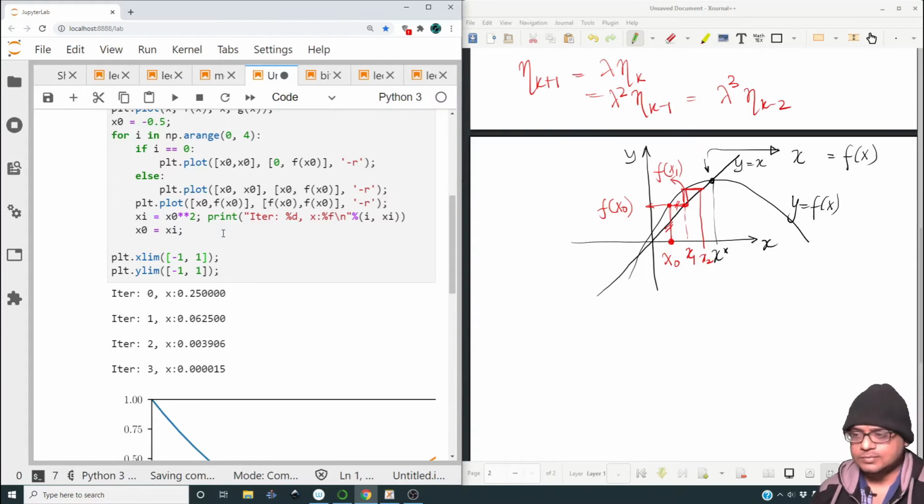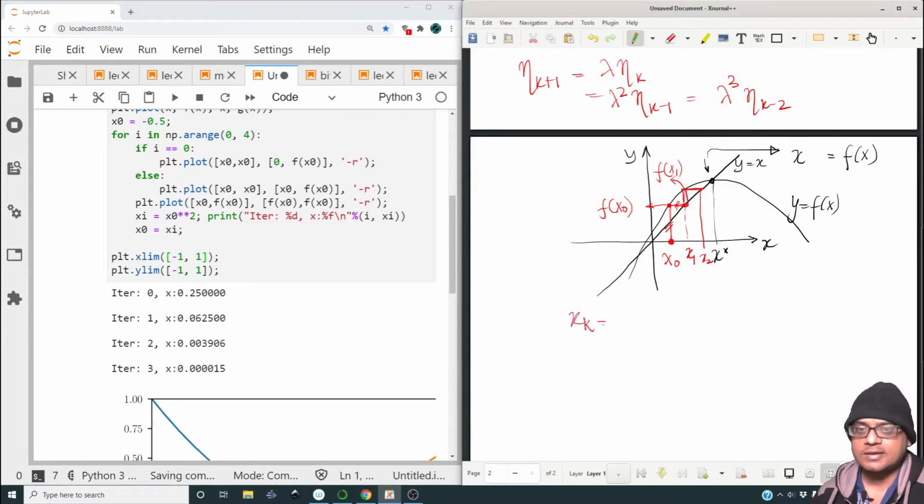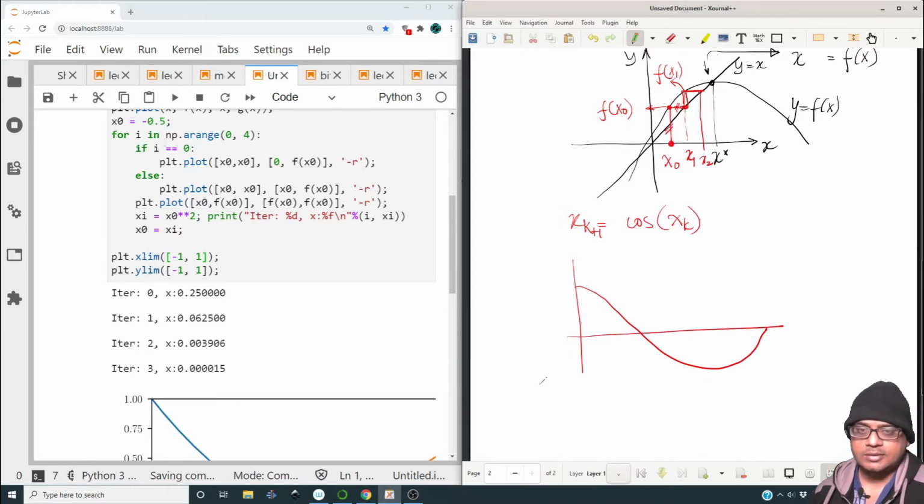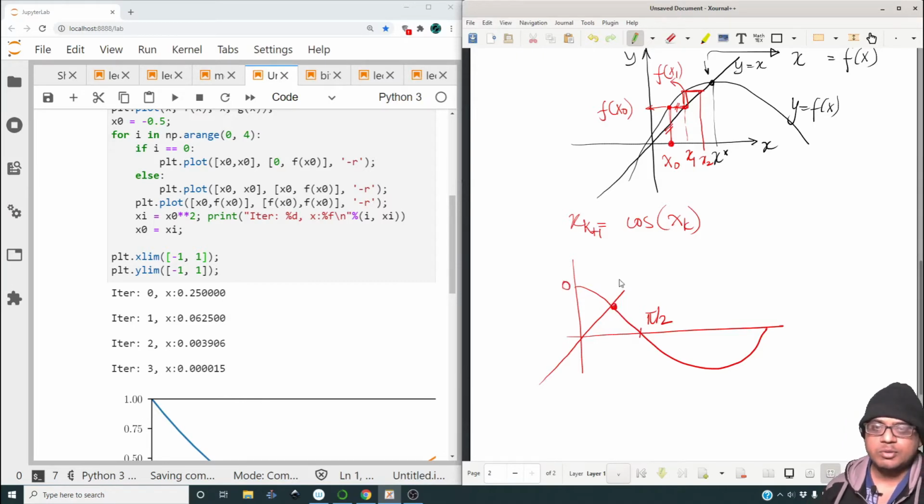So let us take a case where xk plus 1 is equal to cos of xk. So let us look at what graphically the root should be. So this is the plot of cos, and this is the straight line. So there is a root somewhere over here. So this is going to be pi by 2. So there's a fixed point between 0 and pi by 2.